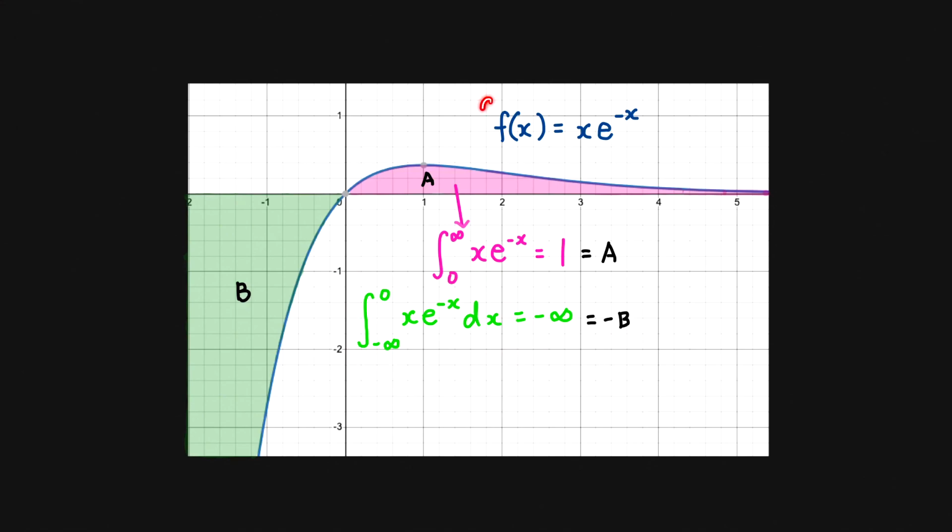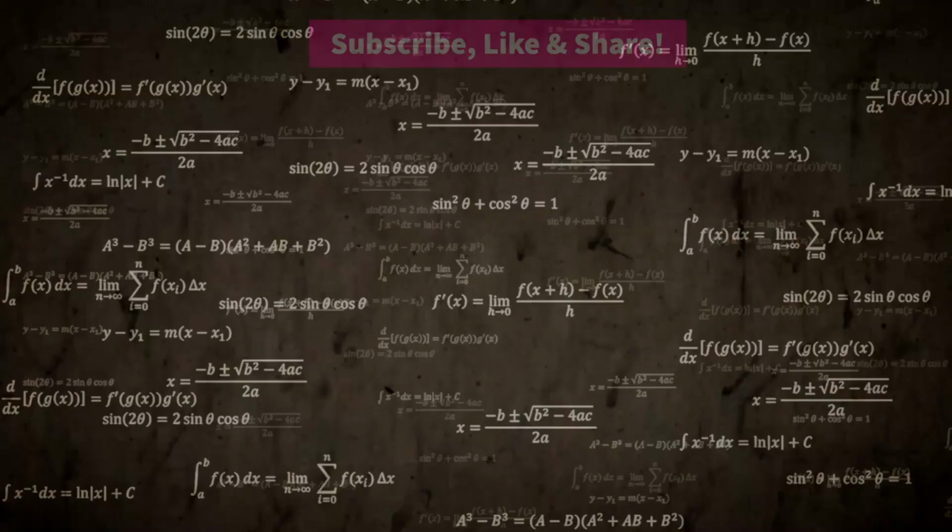Therefore, the value of this improper integral from negative infinity to infinity of our f of x, which is x e to the negative x dx, is equal to negative infinity. And of course, we got this negative infinity as like area above, which is 1, minus area below. Okay, so that is minus B. So which represents net area. And this is also how we interpreted the value of a definite integral.